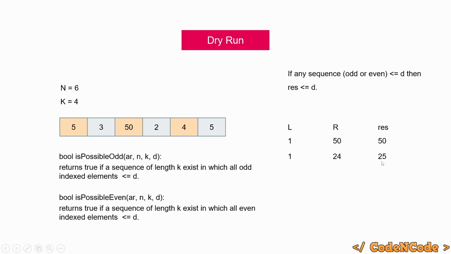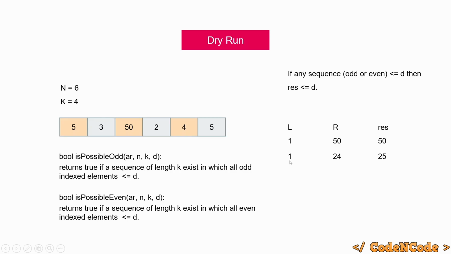Now, since I've updated the result to be 25 and I know the result is less than or equal to 25, I don't have to check for 26, 27, 28, 29, and so on till 50. I don't have to check them because I'm minimizing the result. So I won't check for those. That's why my R will be updated and my range will be reduced. The new range will be R equals mid minus 1, which is 25 minus 1, 24. This is my new range. I have to search in the range 1 to 24.